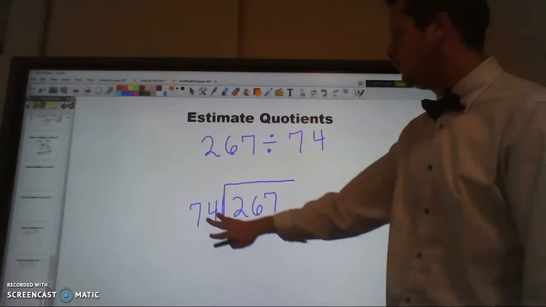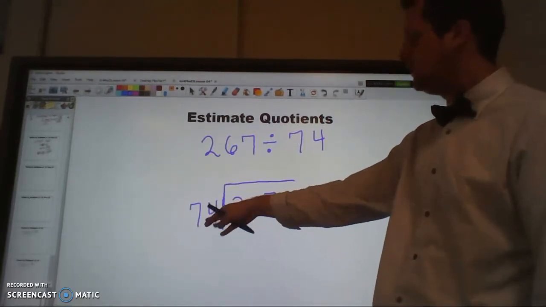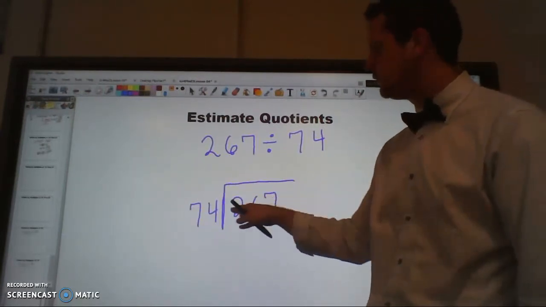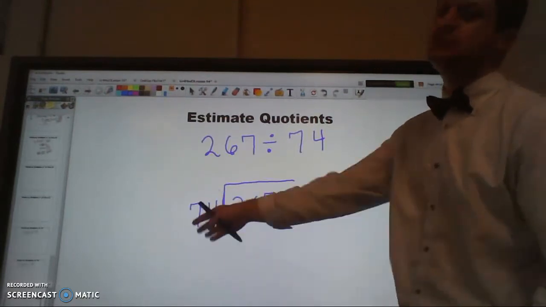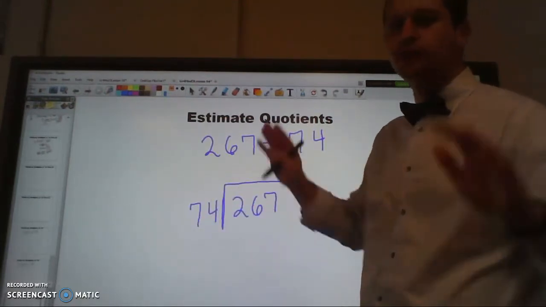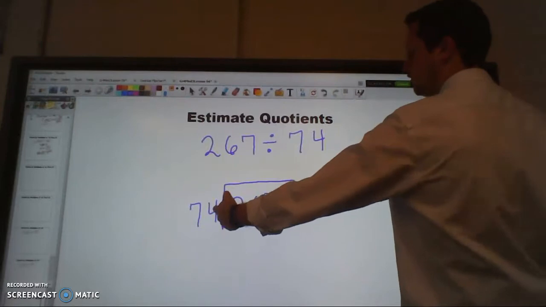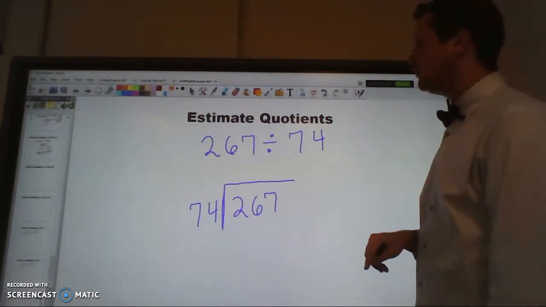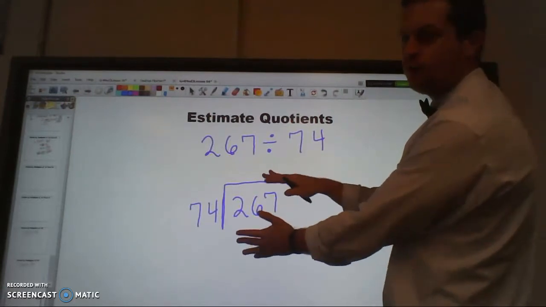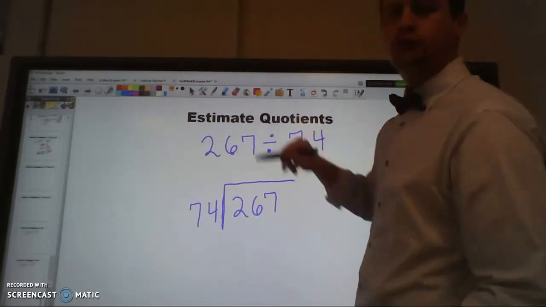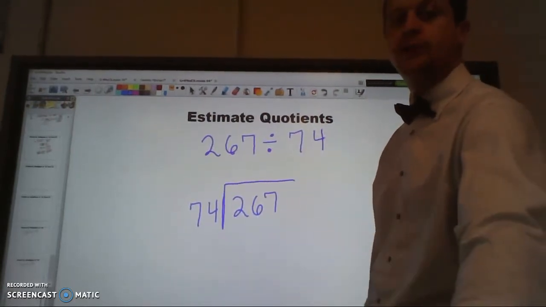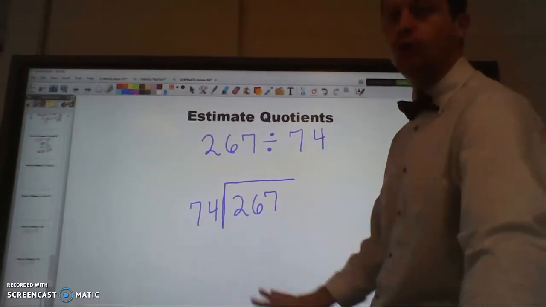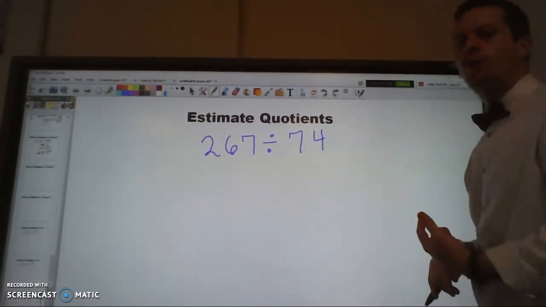So that's why we do 74. Try to see how many times 74 can go into 2, how many times it can go into 6, how many times it can go into 7. Because it's trying to get in. Okay, so the dividend is in the house, the divisor is on the outside, and the quotient is going to be up here at the top. It's going to be our answer. Okay, but we're not going to actually divide right now. We're going to estimate to find out what our answer should be close to without actually having to do all of this. So the first thing that we want to do is look at our divisor.